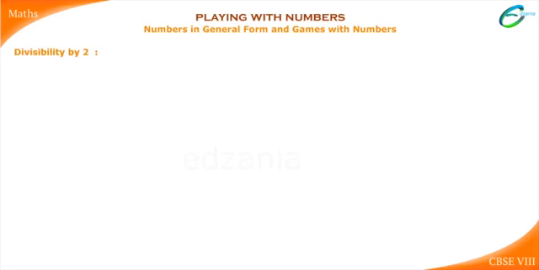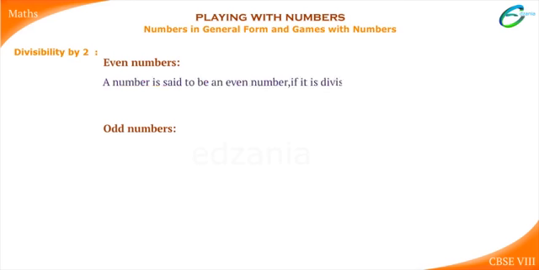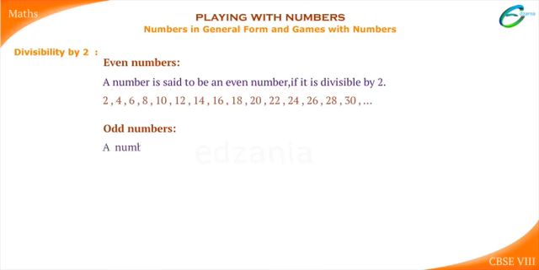Divisibility by 2. Before going to learn the test of divisibility by 2, let us first recall even and odd numbers. A number is said to be an even number if it is divisible by 2. And a number is said to be an odd number if it is not divisible by 2. If we observe the even numbers, that is multiples of 2, we can notice an interesting thing here.